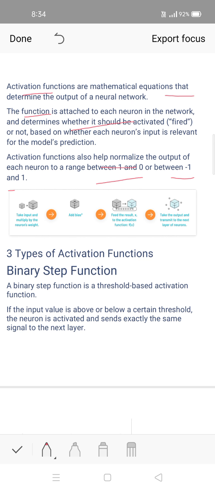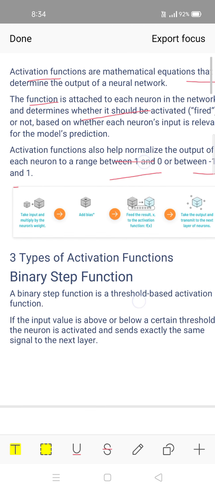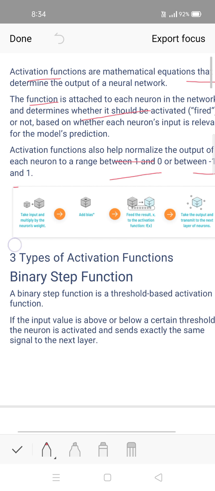So basically what a neural network does, as we can see in this diagram, is we take the inputs x1, x2, x3 and multiply them with the weights associated with them, and we add the bias value also. Then we use the activation function to produce the output to the next layer of neurons.